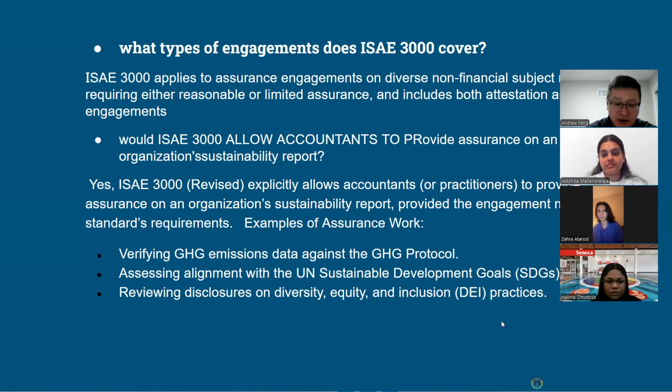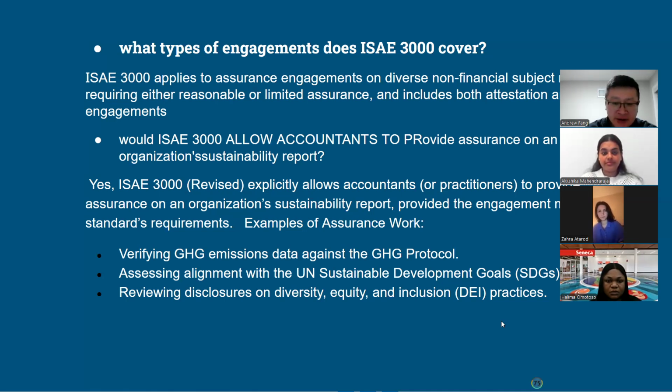What level of assurance is allowed with ISAE 3000? Two levels. One is reasonable assurance. Two is limited assurance. How do requirements for performing an assurance engagement using ISAE 3000 compare to the requirements for performing an assurance engagement using AICPA standards? ISAE 3000 uses reasonable or limited assurance, whereas AICPA uses examination or review.